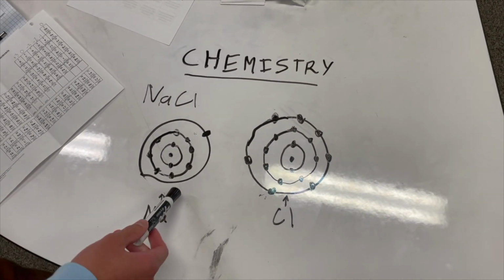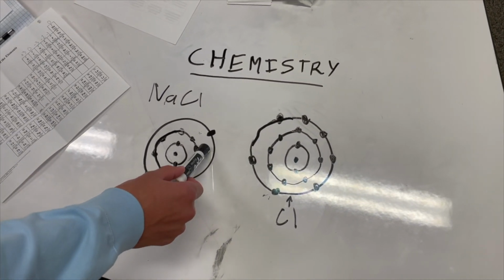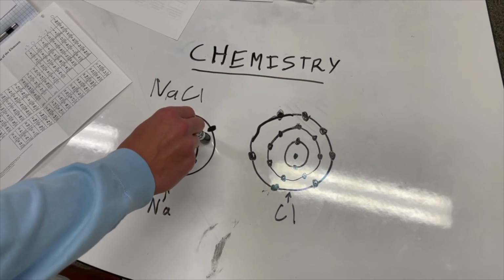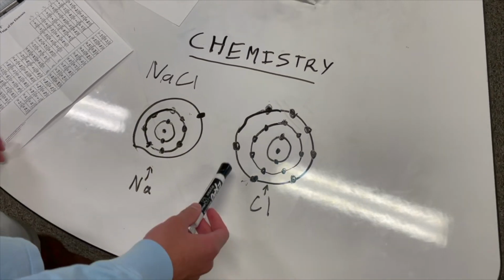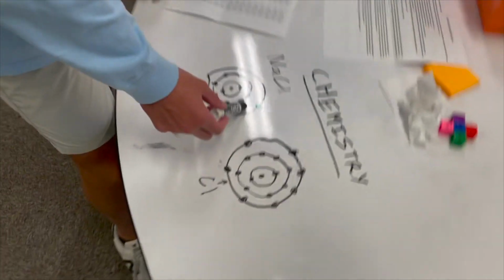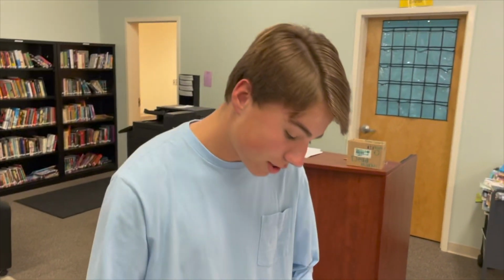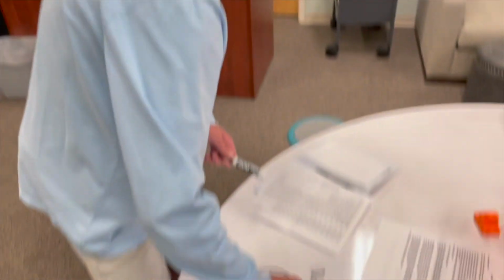Now, sodium has 1 extra electron in its outer shell. It's 1 valence electron. Chlorine has 7 valence electrons. Sodium is going to give up its electron and give it to chlorine so that they both have a full outer shell.